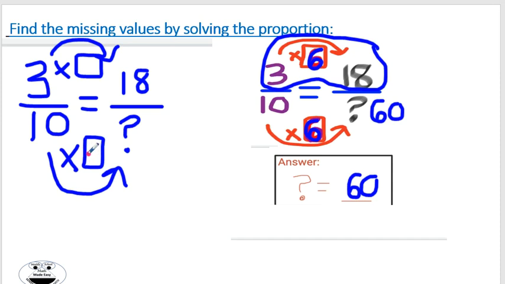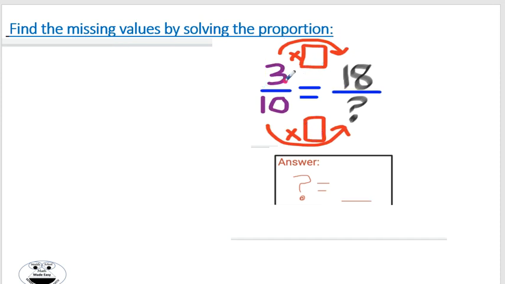Now, is it always going to be multiplication? No, it's not. Here we know it's multiplication because when we work with whole numbers, if we go from 3 to 18, the 18 got bigger. So the only way to get bigger with whole numbers is to multiply. So we are going to do an example with division, because sometimes the relationship is divided by.